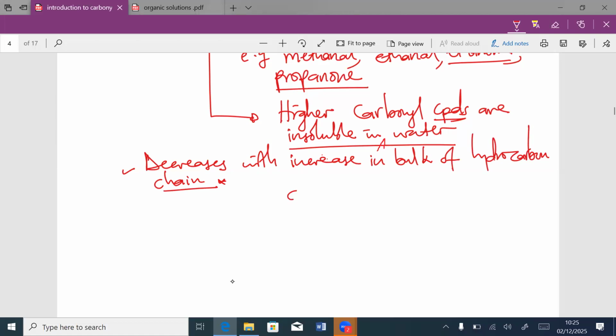For example, I'm having CH3, CH2, CH2, CH2, CH2, maybe CO, CH3, CH2. You see that these carbon chains are actually bulky. You're seeing that. And that bulkiness is actually going to make the compound less soluble in water. The reason is that this hydrocarbon part of it is actually hydrophobic.